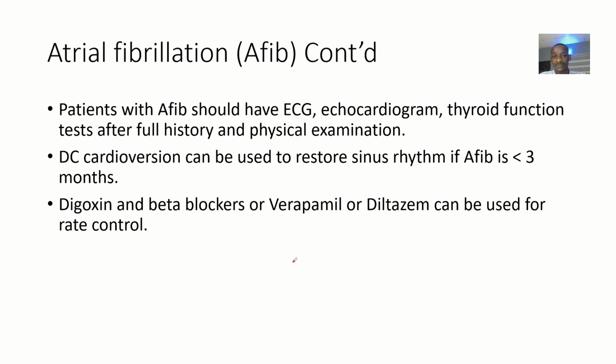Associated with atrial dilatation. Patients with atrial fibrillation should have an ECG, echocardiogram and thyroid function test after you have taken history and physical examination. Cardioversion can be used to restore normal sinus rhythm if the atrial fibrillation is less than 3 months. Digoxin and beta blockers or verapamil or diltiazem can be used for rate, that is heart rate, control.